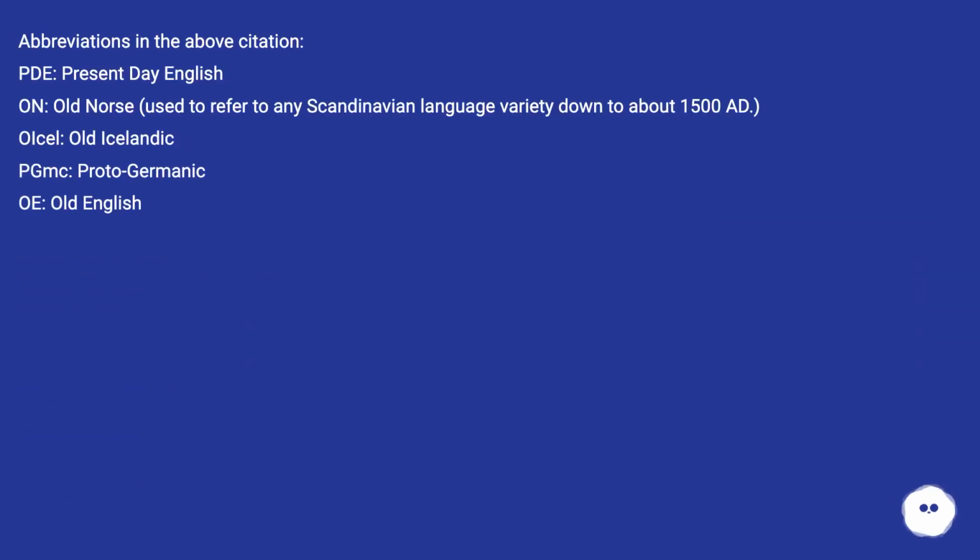Abbreviations in the above citation. ME, Middle English. PDE, present-day English. ON, Old Norse, used to refer to any Scandinavian language variety down to about 1500 AD. OIcel, Old Icelandic. PGmc, Proto-Germanic. OE, Old English.